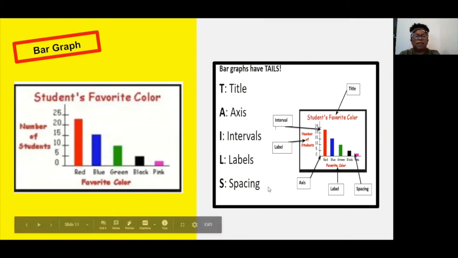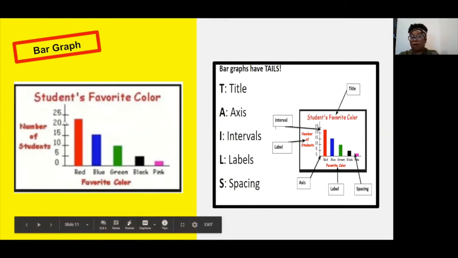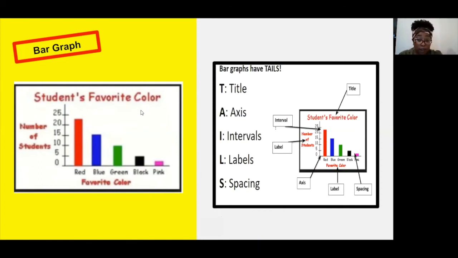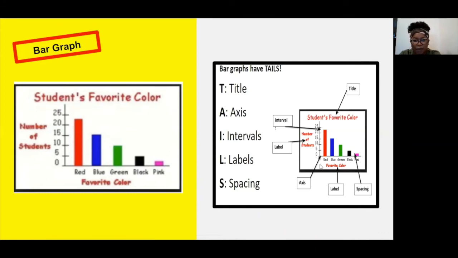And here we just have a small reminder of what a bar graph is supposed to have. We just use the word TAILS to help us remember. So the T stands for a title. All graphs should have a title, bar graph, line graph. It doesn't matter which graph, but since we're talking about bar graphs, it needs a title. A, your axis. Remember your vertical axis and your horizontal axis. Intervals. That's a big word. Your intervals, what are we counting by?